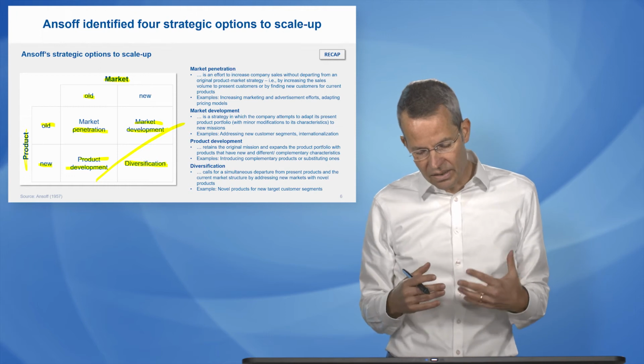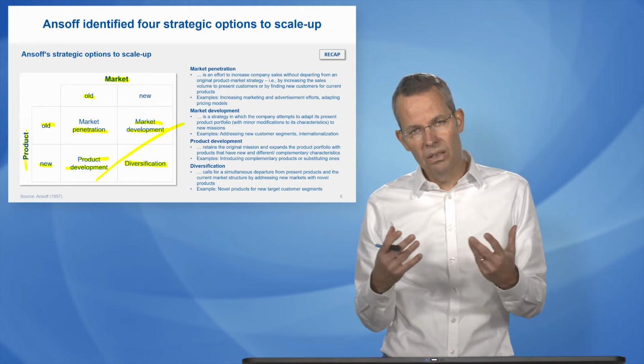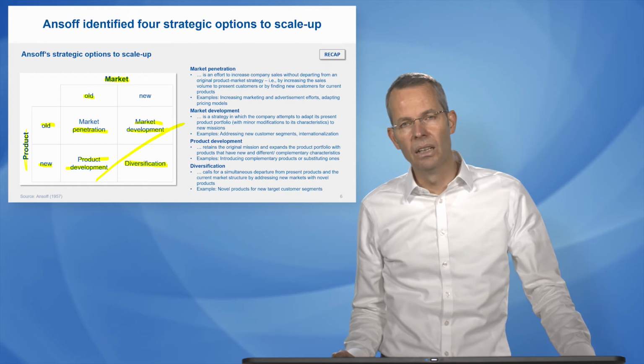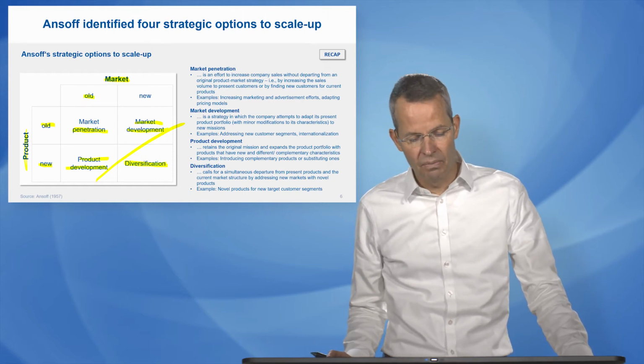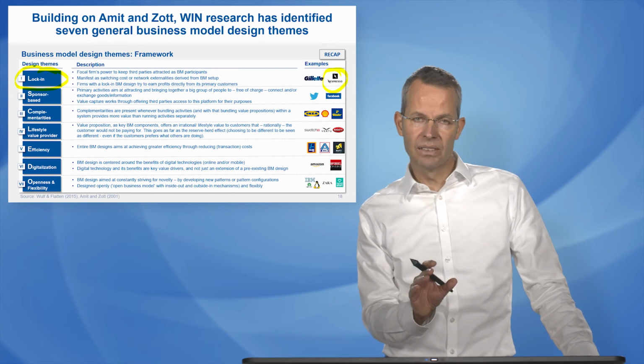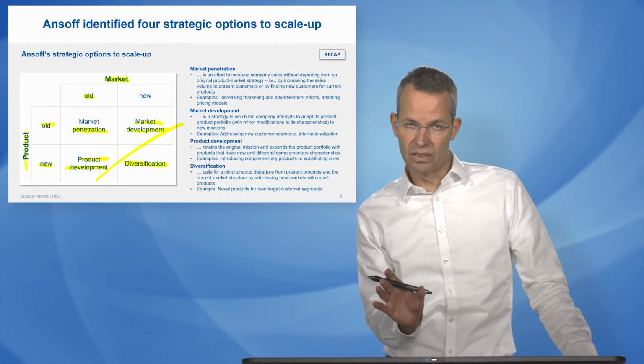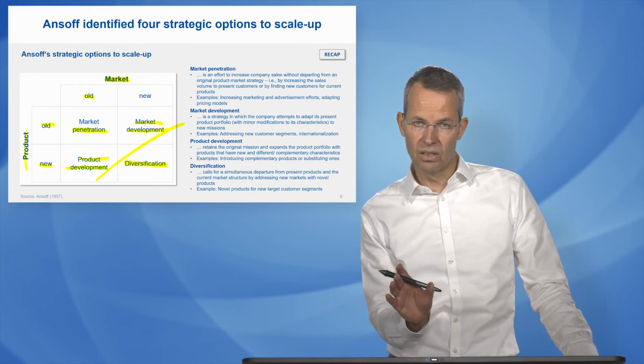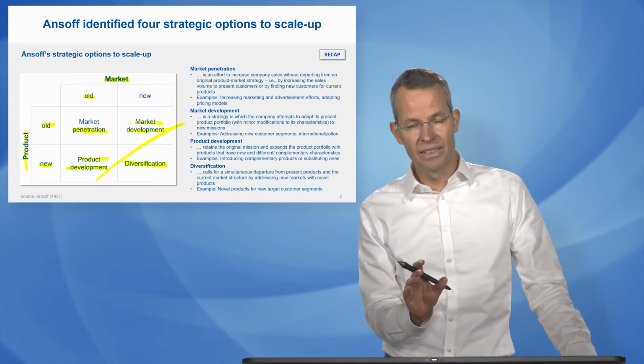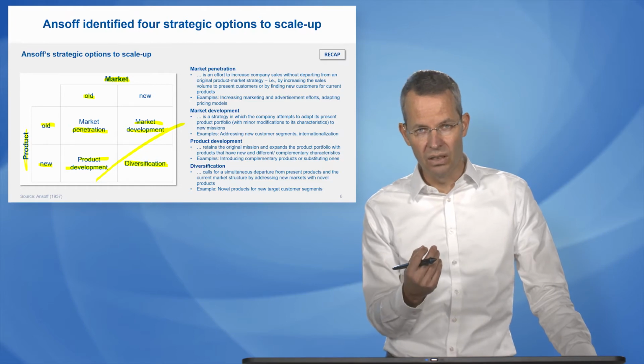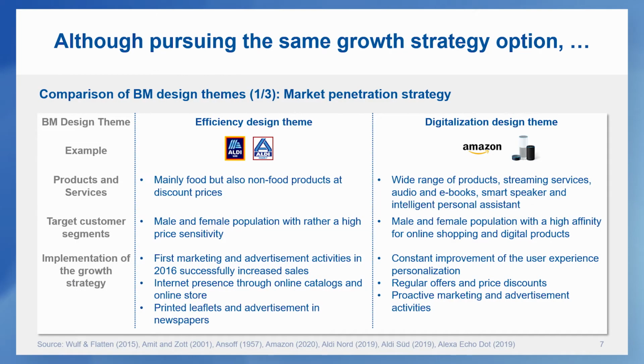Now, putting this all together, and this is a discussion which you probably do have as a company, if you want to grow your company, how do you combine business model design themes with growth strategies? And this is the interesting question also for scaling up. And what you can see, it's a very individual decision. The individual decision can be seen over here, because there's both. These companies basically pursue a market penetration strategy. So both are penetrating their existing markets.